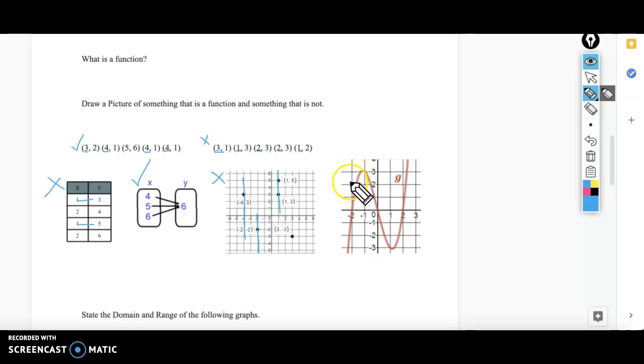Same thing with this. If I draw a vertical line, it looks like it hits more than 1, but it's really just hitting 1 point. There's no point where this doubles up, which means this is a function. So you can see here which ones are and which ones are not.